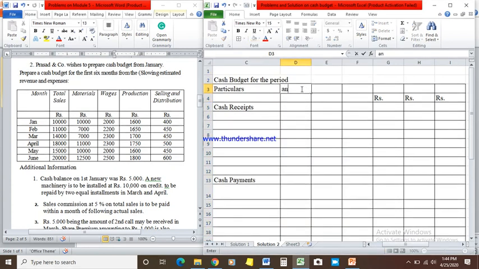Starting from January. Amount in rupees. So cash budget for the period January to June. So there is the opening cash balance. If it is given, we need to consider.